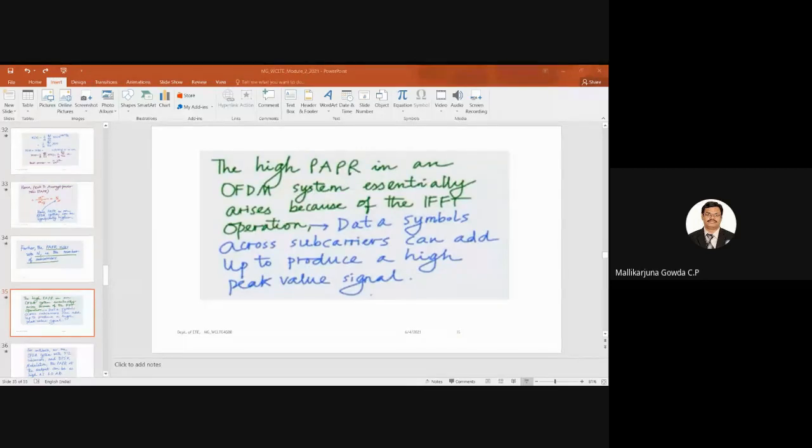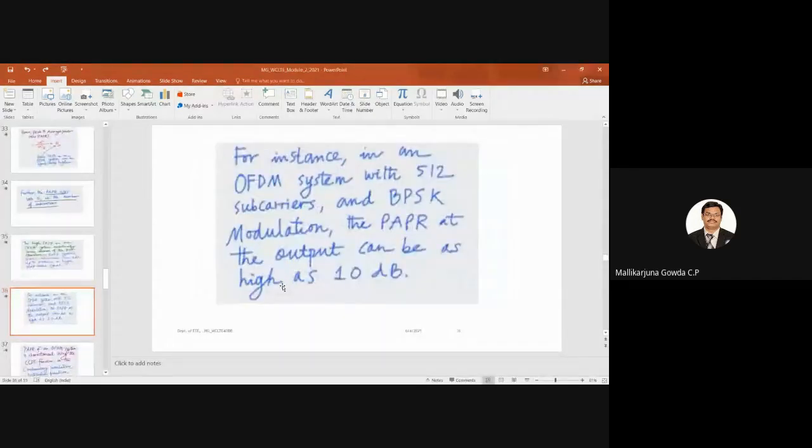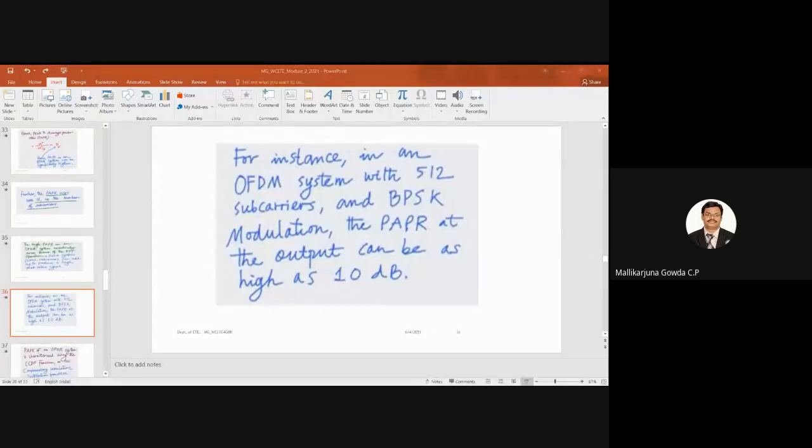Because we are going to divide the wideband signal into L subbands, so B by L will be the bandwidth. We are going to create N subcarriers, or L subcarriers as we say. Hope you are able to get my point. Because of this IFFT operation we carry out in OFDM, we get a high peak to average power ratio, as the data symbols across subcarriers can add up to produce a high peak value signal. Here is an example with the number of subcarriers equal to 512 and BPSK modulation, and it is found that the peak to average power ratio at the output will be as high as around 10 dB, which is high.